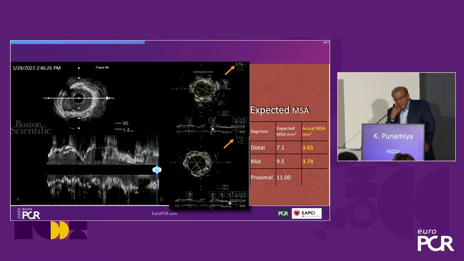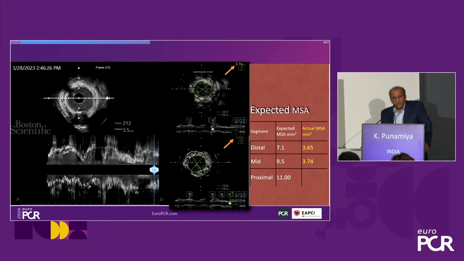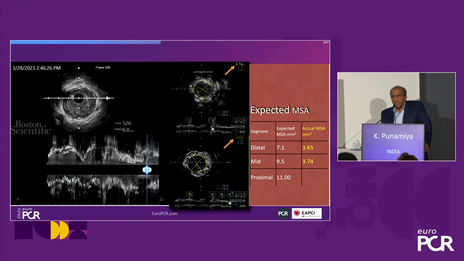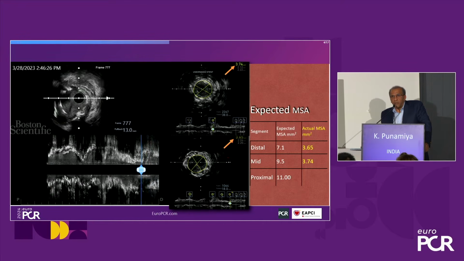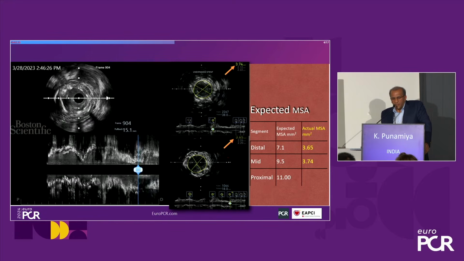So then we did an IVUS run, and I could run through the whole thing, but to cut the long story short, based on the landing zones at either ends of the artery, we figured that the expected MSAs should have been around 7.1 at the distal end of the stent, somewhere 9.5 in the mid segment, and around 11 at the proximal end. What the previous operators achieved was 3.65 and 3.74.